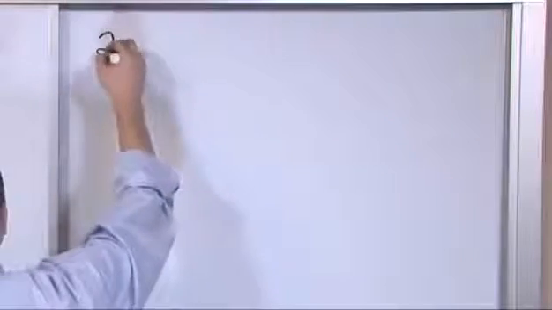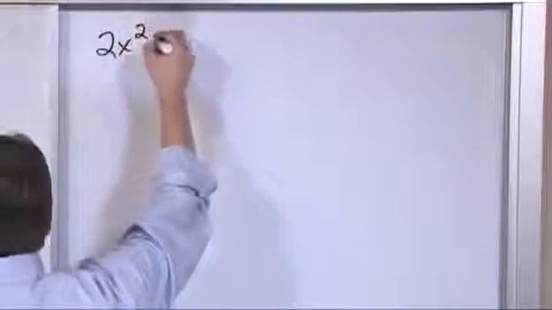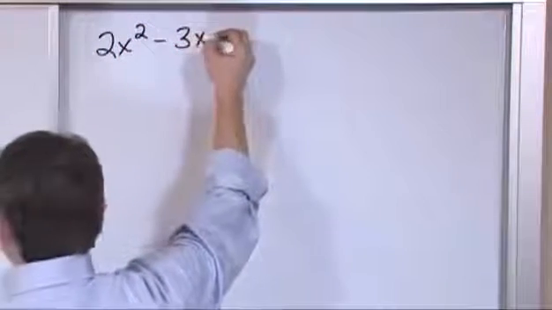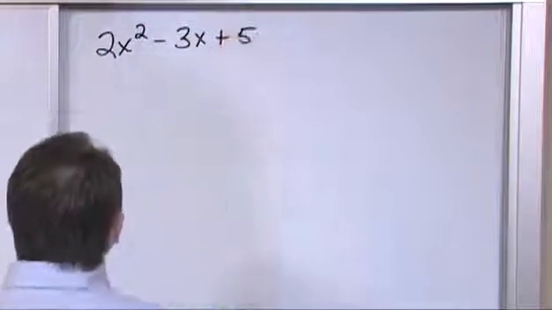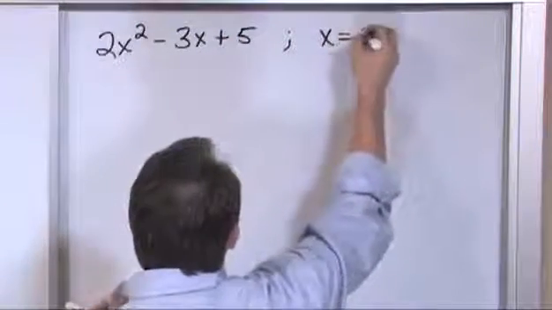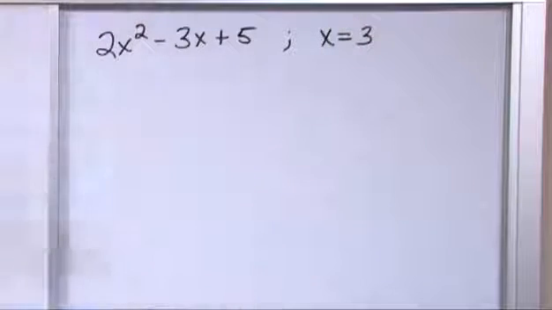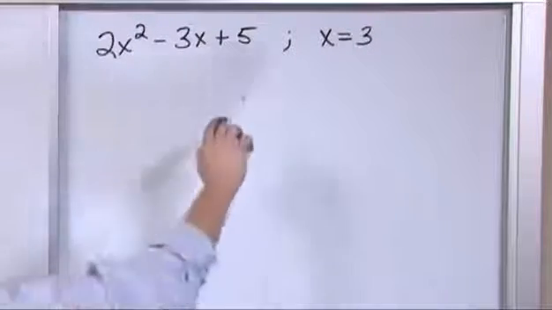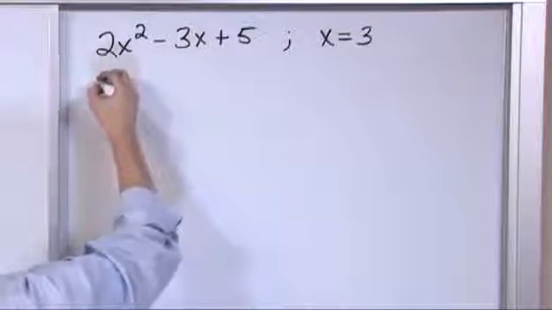Now what if we had 2 times x squared, minus 3 times x, plus 5. So that's a nice long expression. We'll say x is equal to 3. But it's no different. It looks bigger, it looks uglier, but it's no different. We just take x and we put it in everywhere we need to.